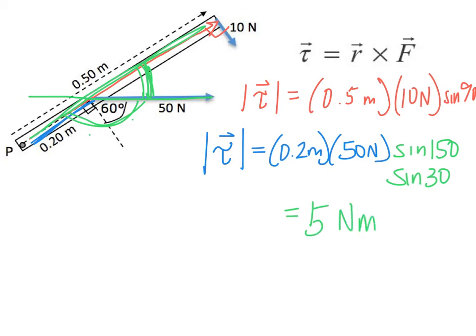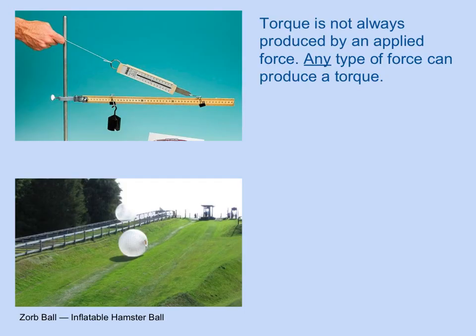So a different force can be applied at two different locations, maybe with an angle, and it is possible to get the same amount of torque, or the same result from that force. Now, torque is not always produced by an applied force. These situations both involve gravity as a force that applies a torque.